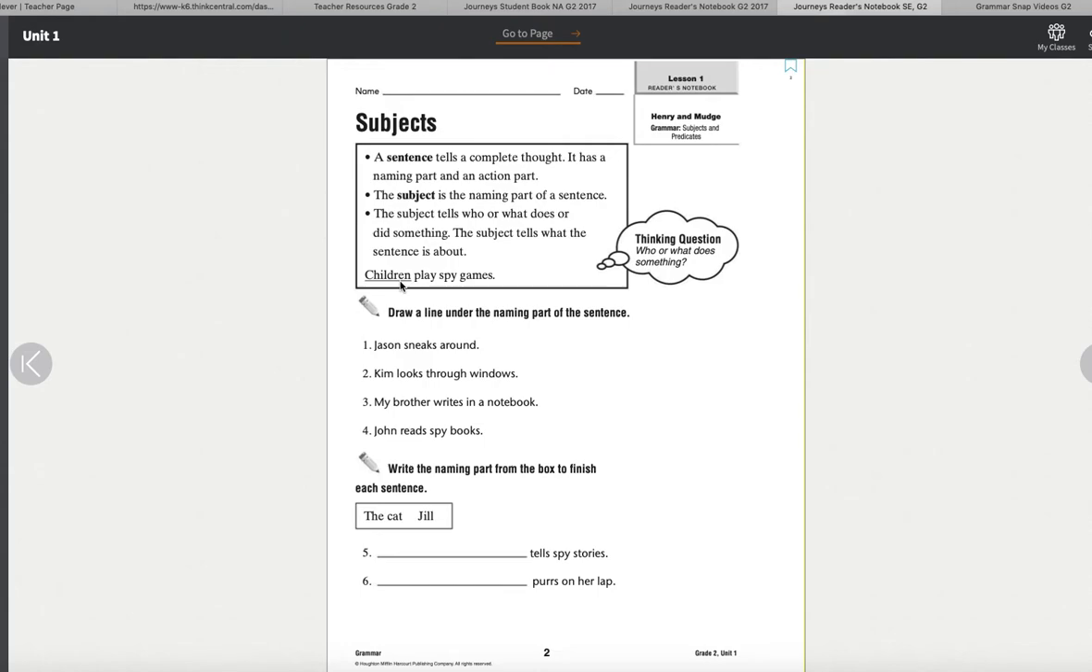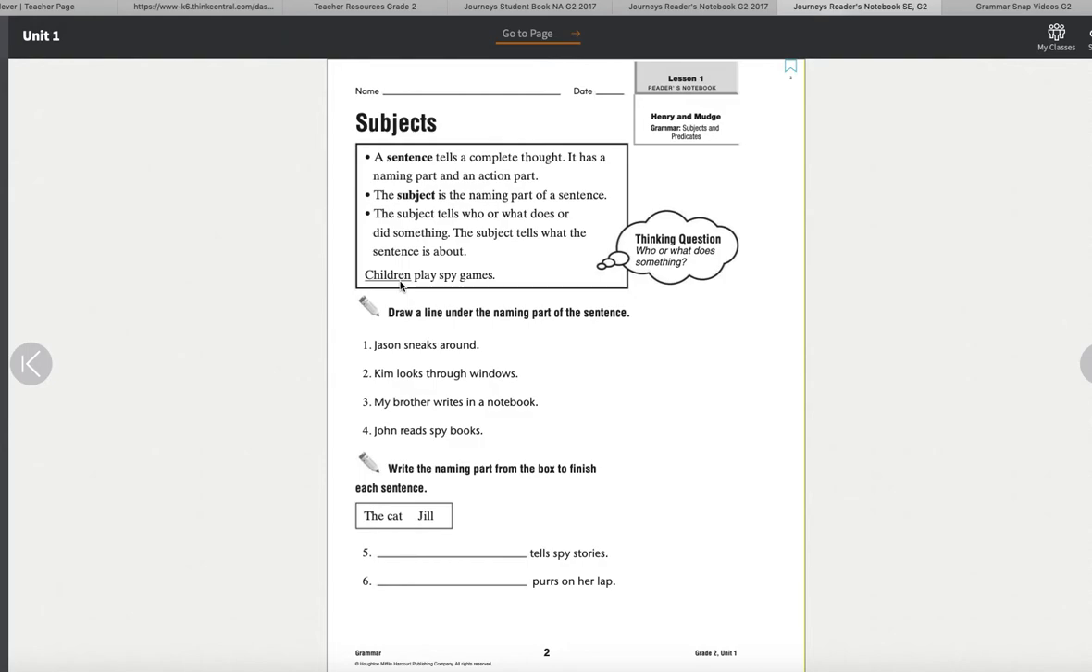Children is the subject. It's the naming part of the sentence. It's who we're talking about in this sentence, okay? Yesterday, as you went through it, you underlined the other naming parts in the sentences. You don't need a pencil out just yet, Katie, okay? So you drew a line under Jason, and Jason sneaks around because that was the subject in that sentence.